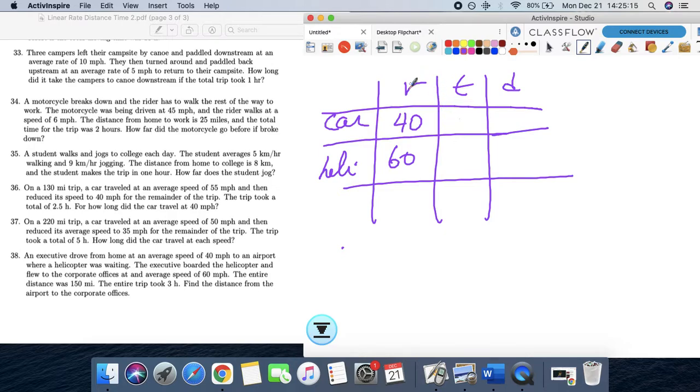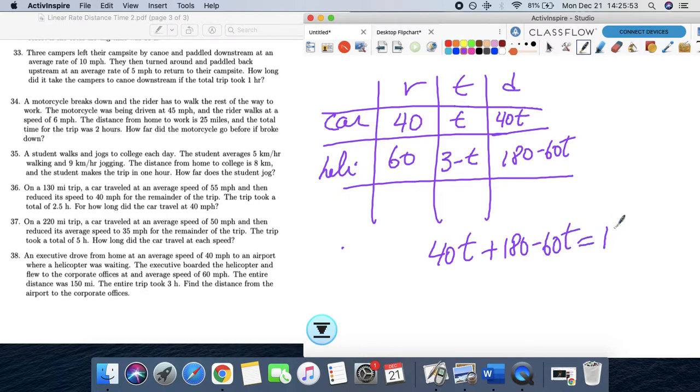So if the car traveled for this many hours, t, right? We're going to call the time driven at 40 miles an hour t, which means the helicopter was 3 minus t. 3 hours minus whatever time I spent in the car. The distance, 40t. This one is 180 minus 60t. So the distance traveled by car, represented by 40t, plus the distance traveled by helicopter, represented by 180 minus 60t, equals the total distance of 150 miles.